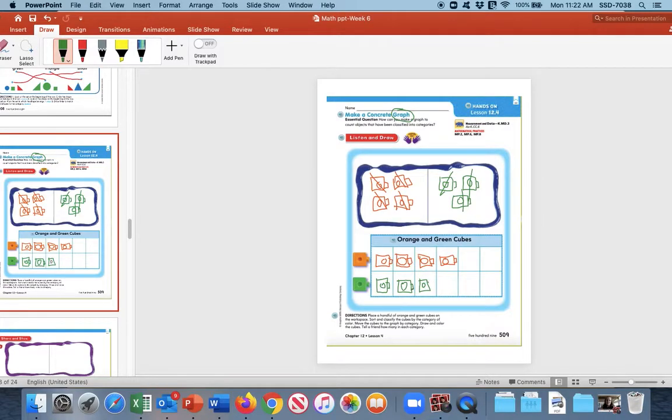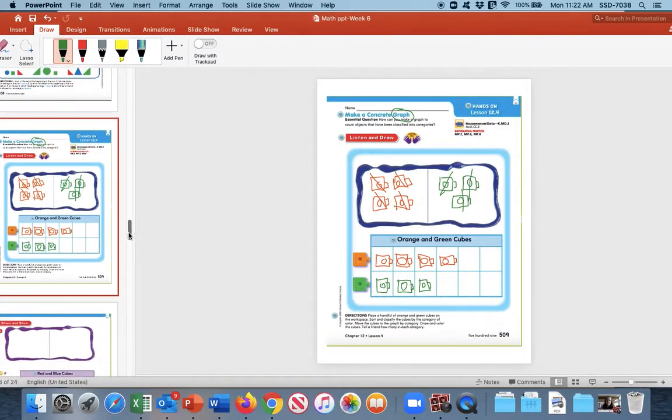And that's it. So now looking at our graph, which color do we have more? Repeat after me. There are 4 orange cubes and 3 green cubes. I have more orange cubes than I do green cubes. I have fewer green cubes than I do orange cubes.